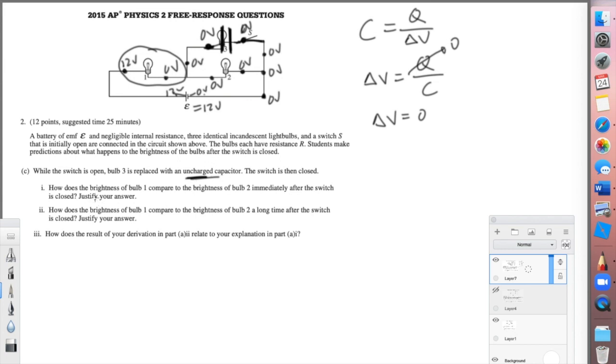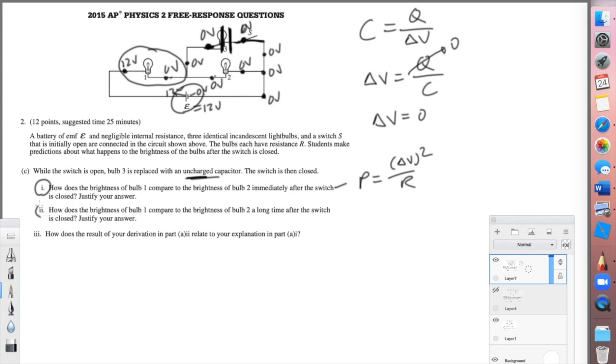Okay, so how does the brightness of bulb 1 compare to the brightness of bulb 2 immediately after the switch is closed? Well, I think the easiest way to answer this first question is simply by saying when the switch is first closed, all of the voltage of the battery is across bulb number 1. There is no voltage across bulb number 2. So you could use the power equation P equals delta V squared over R. If bulb number 1 has all the voltage and bulb number 2 has 0 of it, that means bulb number 2 is off and bulb number 1 is very bright.